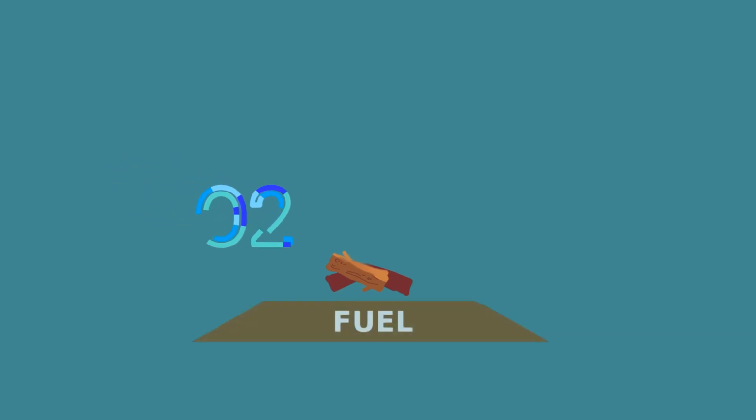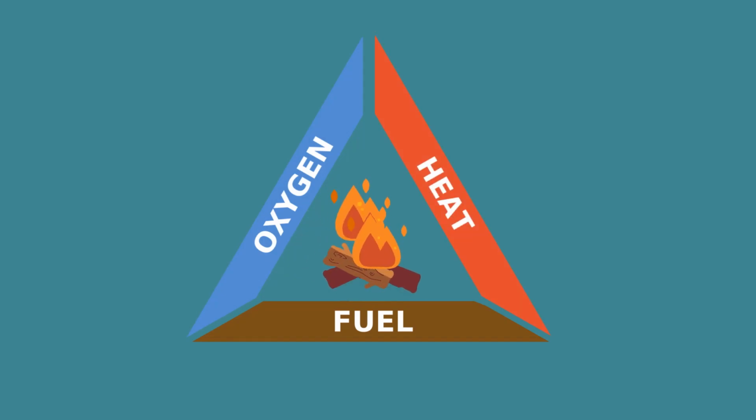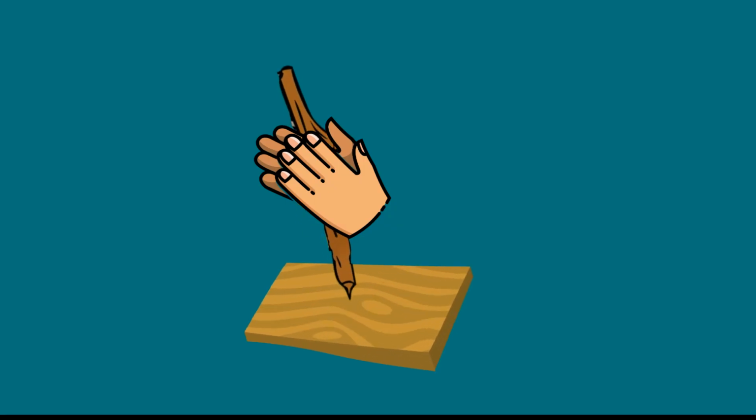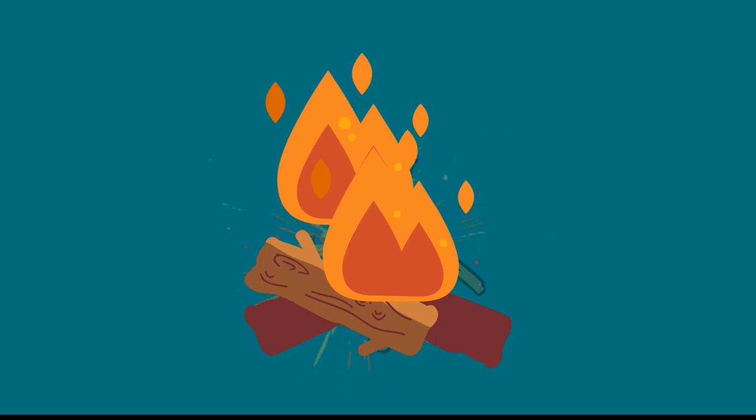Conclusion. So let's summarize what you've learned. Fire is a chemical reaction between fuel and oxygen. To start the reaction, you must add heat. One way to create heat is friction between 2 pieces of wood. The smaller the burning material, the easier it catches the fire, the thicker it is, the longer it burns.